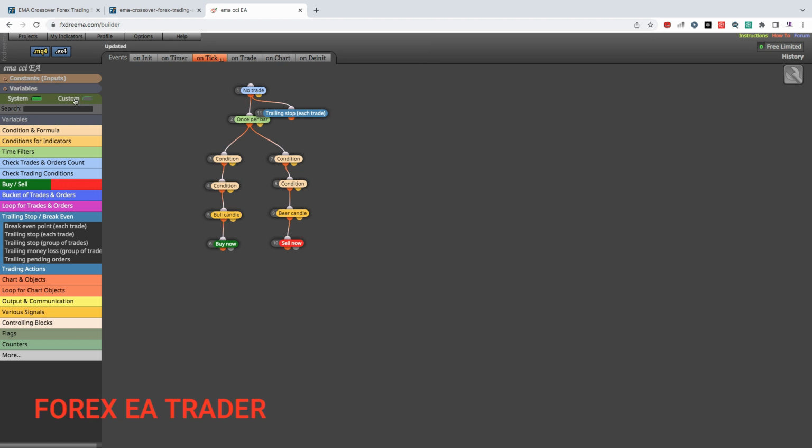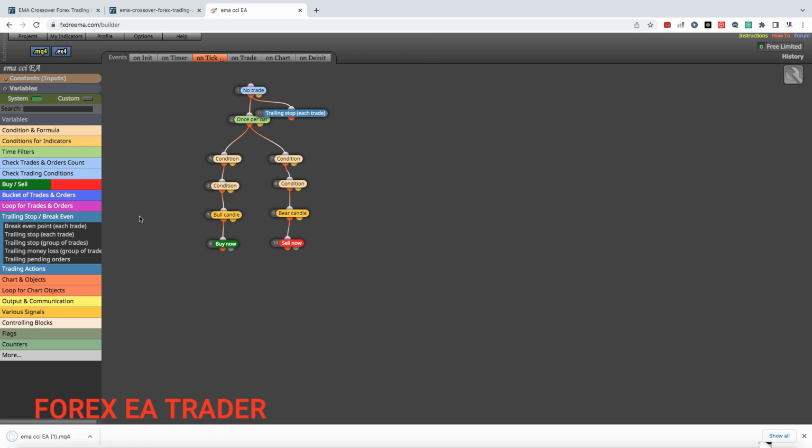Now it's 11. Let's see if it's going to work. 11 blocks, they do work. So 11 blocks, they do work. 12, you cannot export the robot on the free account. That's what we learned in this video.